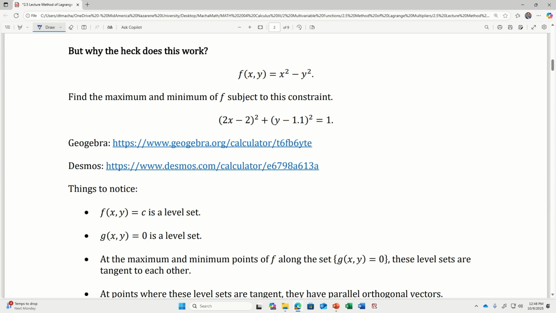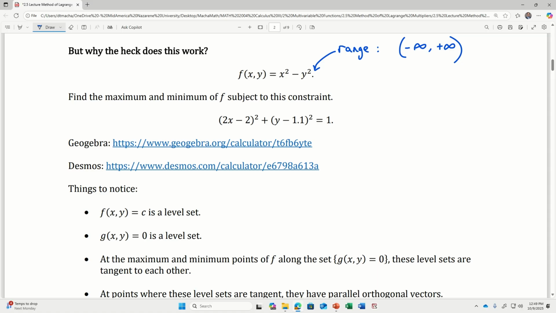So this is what we're going to do for this example. I've got a function, and that is x squared minus y squared. And if there were no constraints, well then the range of this function goes from negative infinity to positive infinity. And so if I don't place any constraints on this domain, well, then there's not a maximum, there's not a minimum. I can always find a point on this function that gets me a larger value, and I can always find a point on this function that gets me a smaller value.